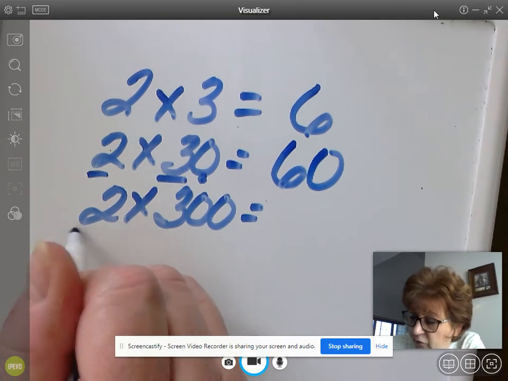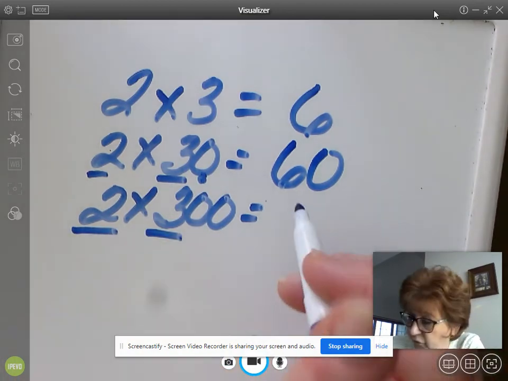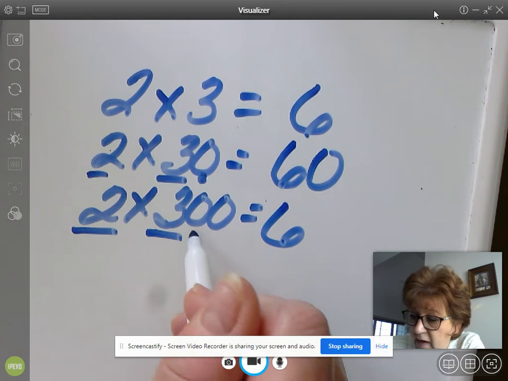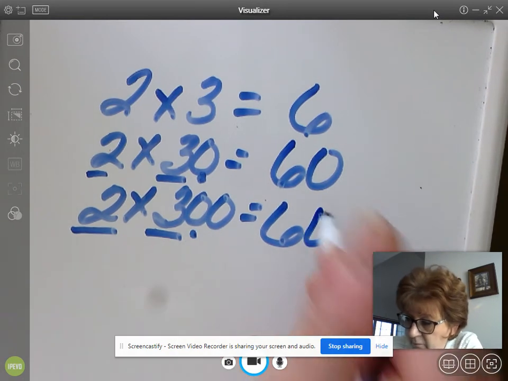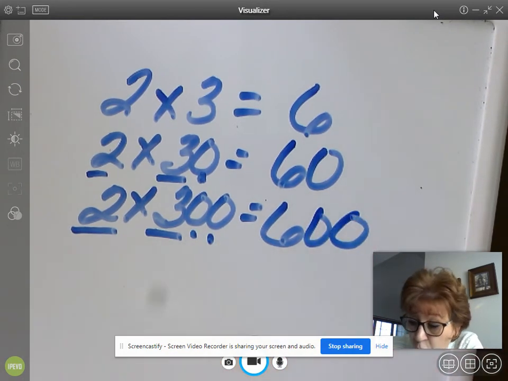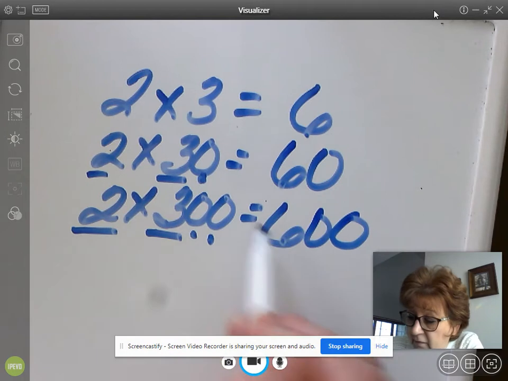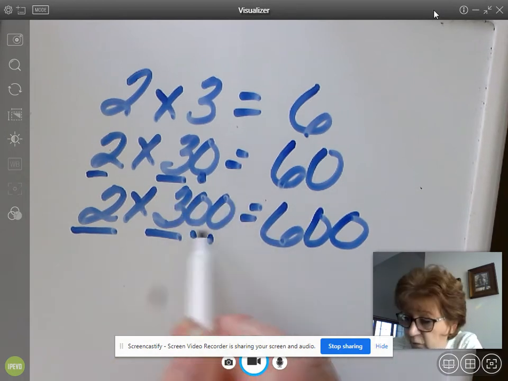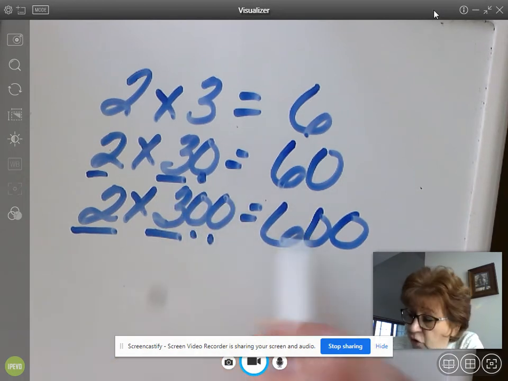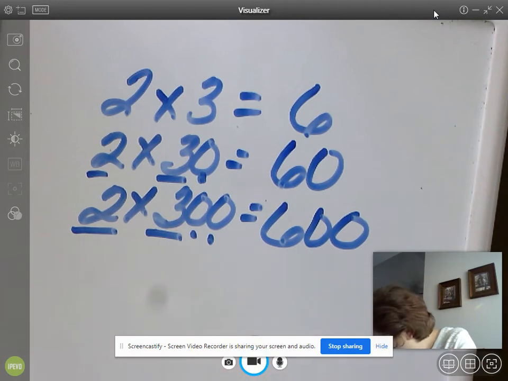With 2 times 300, I can still do my basic fact of 2 times 3, which equals 6. And I can either multiply it by 10 and by 10 again, or I could say 6 times 100, because I have my 2 zeros there to make that a 300. So then that would make it 600. Okay?